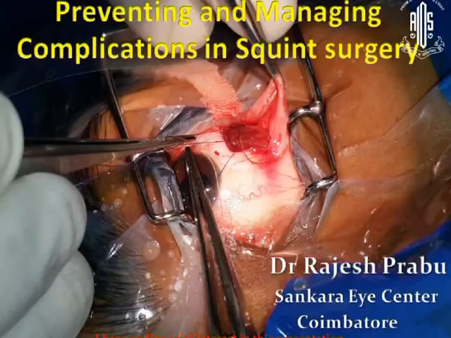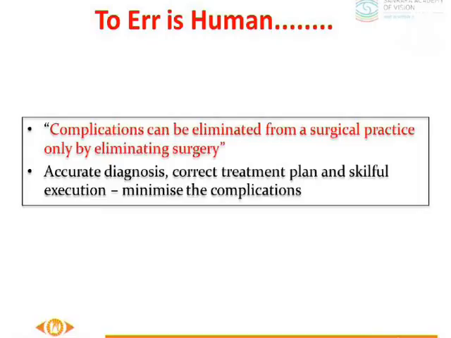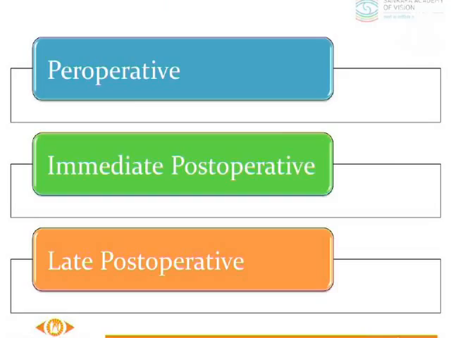And everybody over here accepts that complications can result even in the best of hands. So the only way to avoid complication is to avoid surgery. What is our duty is to minimize the number of complications by making an accurate diagnosis, a correct treatment plan, and of course a skillful execution. So I will be dealing only with the complications of strabismus surgery as such.